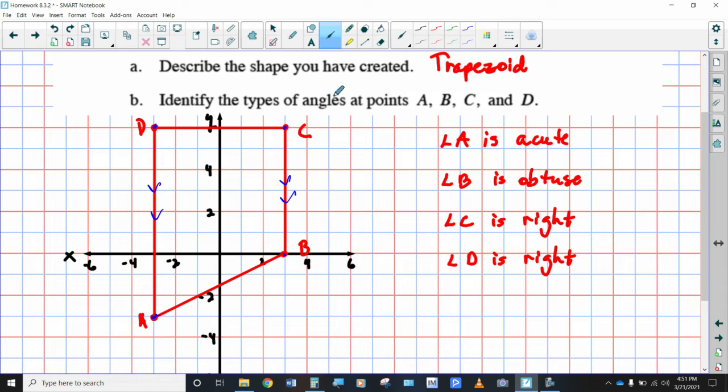Identify the types of angles at these points. Right? So, well, that's a right angle. That's a right angle. This is acute, and this is obtuse. So there you go. Classifying the different types of angles in this trapezoid.